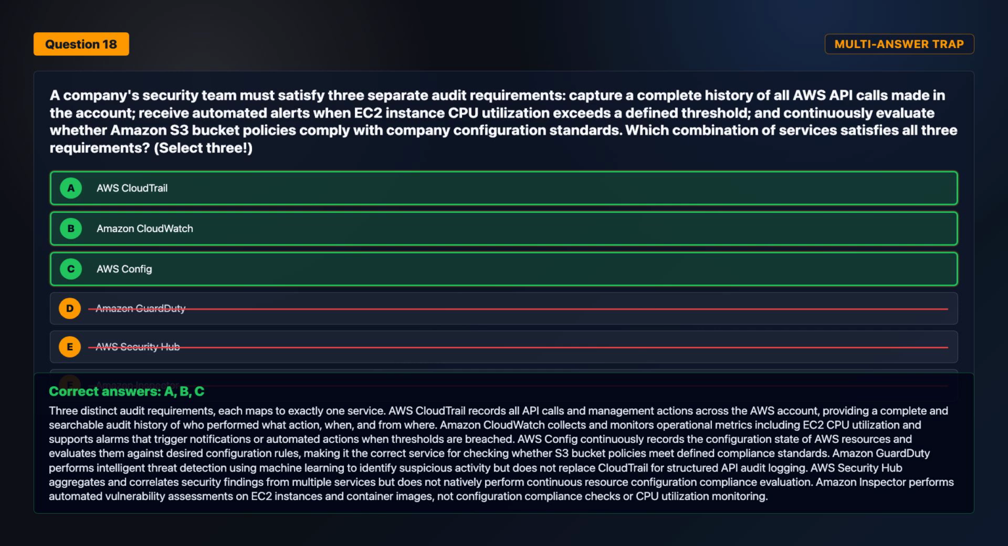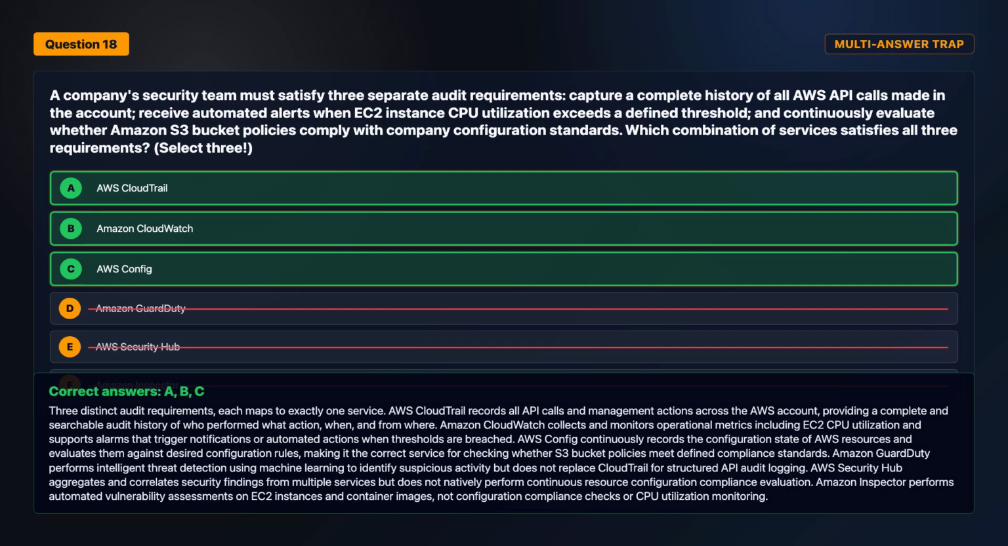Amazon CloudWatch collects and monitors operational metrics including EC2 CPU utilization and supports alarms that trigger notifications or automated actions when thresholds are breached. AWS Config continuously records the configuration state of AWS resources and evaluates them against desired configuration rules, making it the correct service for checking whether S3 bucket policies meet defined compliance standards.